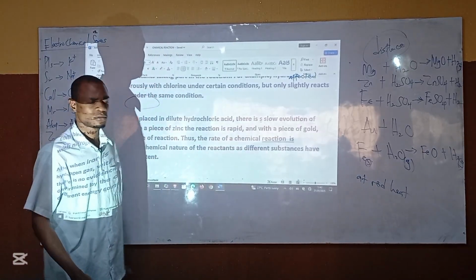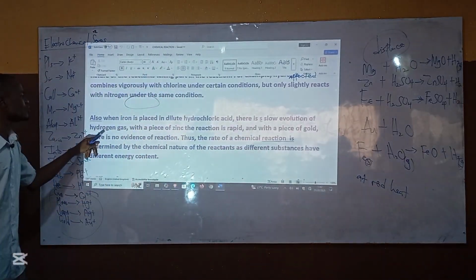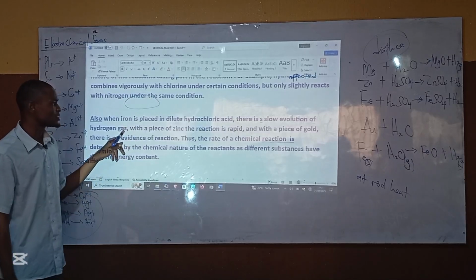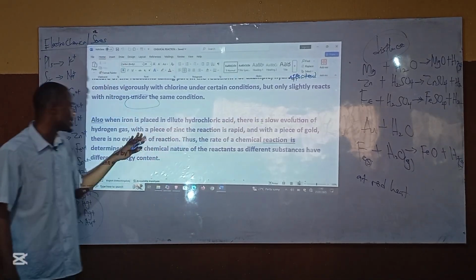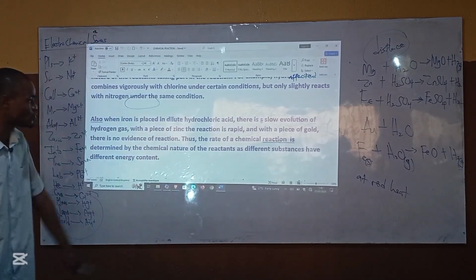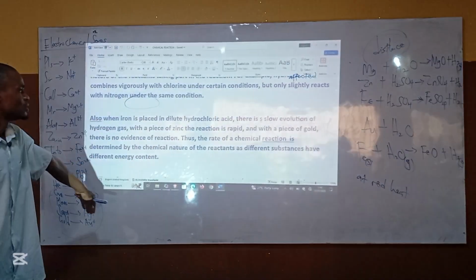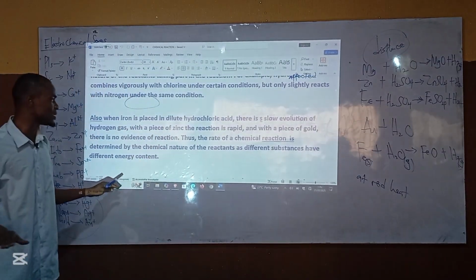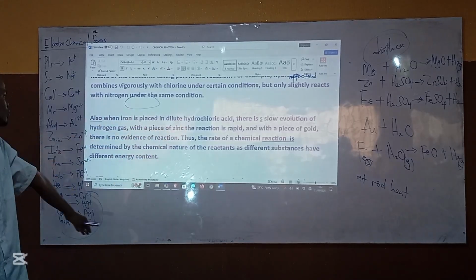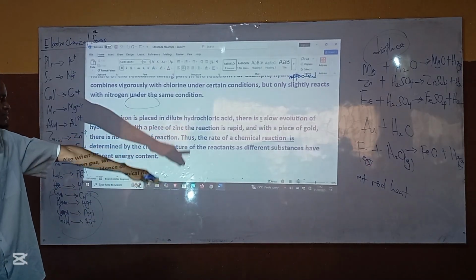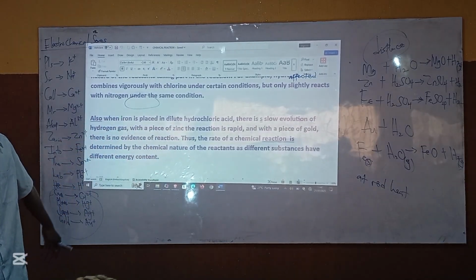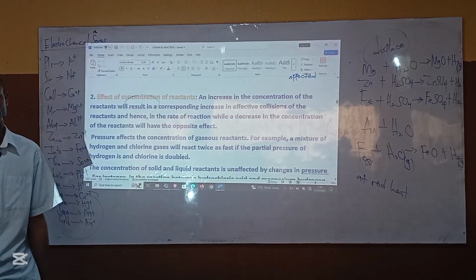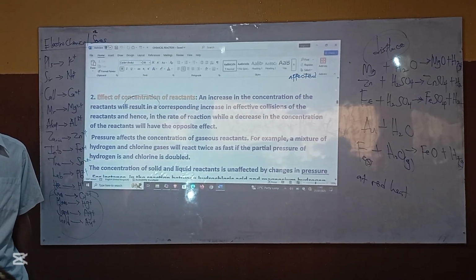The evolution of hydrogen gas with sodium is what? Slow, right? With a piece of zinc, the reaction is rapid. And with a piece of gold, there is no visible reaction. I get you now. So the rate of a chemical reaction is determined by the chemical nature of the reactant, as different substances have different energy contents. So you can explain the nature of the reactant now, right?